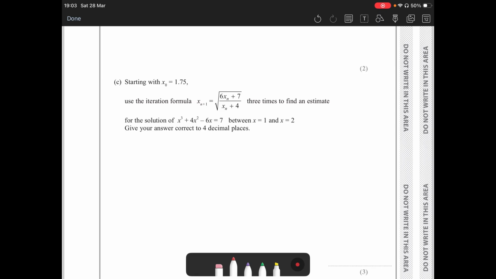Okay, so all this iterative formula means is to find the next number along. So x1. Well, clearly, if I use x1, that means n is 0 in this case, because 0 plus 1 is 1. So I do the square root of 6 lots of x0 plus 7 over x0 plus 4. I'm going to show you a little hack.